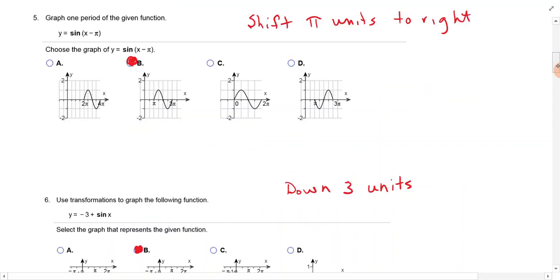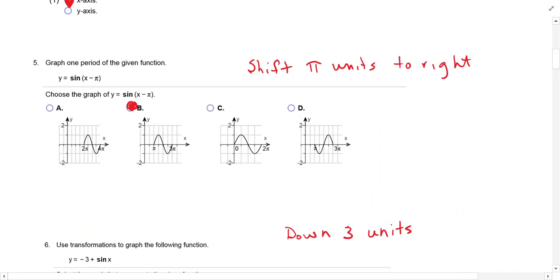All right. Number 5, graph one period of the function sine of x minus pi over 2. So basic sine starts and goes through 0, 0. This one is shifted pi units to the right. So that's what we see in this one. You just have to think about what you're doing and find the graph that matches.